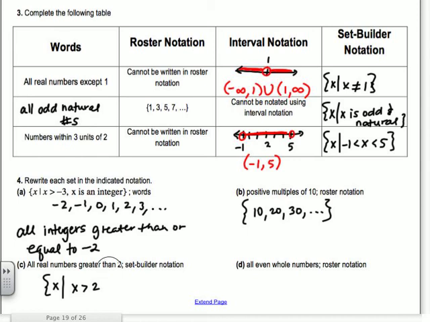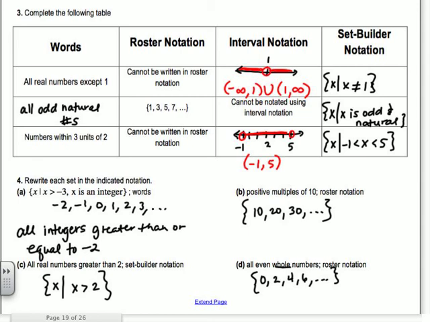D, all even whole numbers in roster notation. Where do I start? 0, because it's a whole number, right? And then you go 2, 4, 6, and so on. How do you decide that 0 is even? 0 is even. Yeah, 0 is just not positive or negative. But it always alternates even, odd, even, odd. And we know -1 and 1 are odd, so 0 is even.